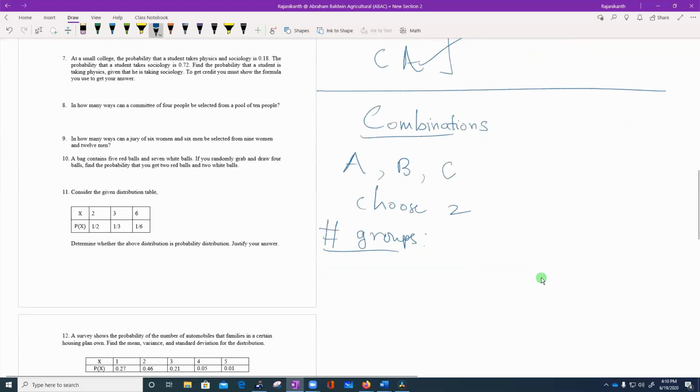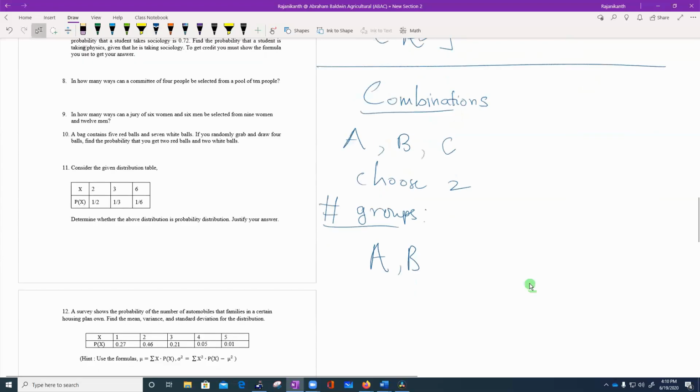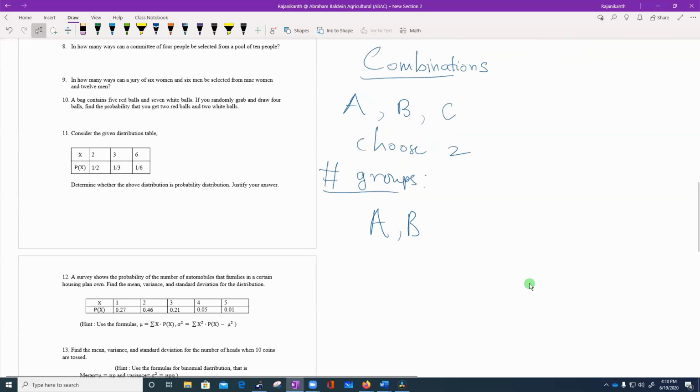In this case, you are free to choose any of these three. Suppose I choose A and B, that means my group is AB. You don't need to think about BA because it's the same group, right? Even though you flip the names, you still have the same people in the group. So for combinations, you don't think about the order, only different groups. So this is one, or I could choose A and C, or I could choose C and B. These are the only three possible groups I could make. How many groups? Three groups. That makes sense?